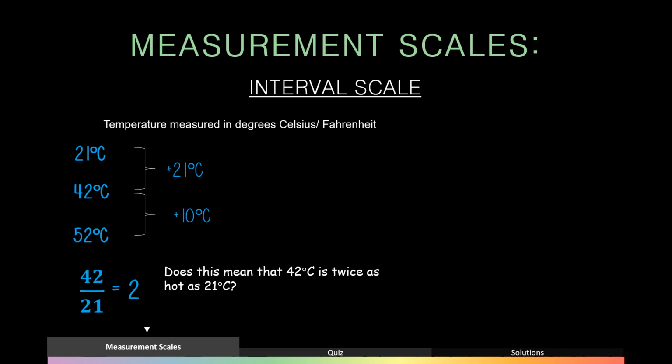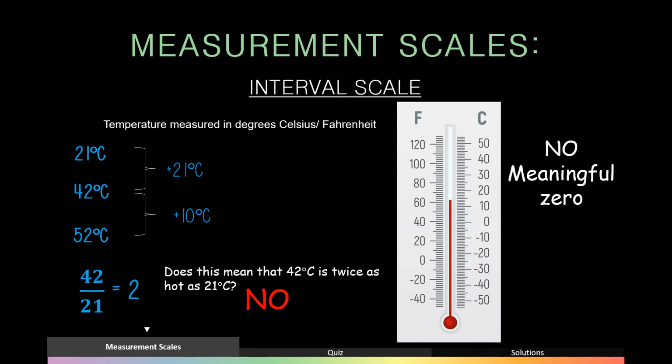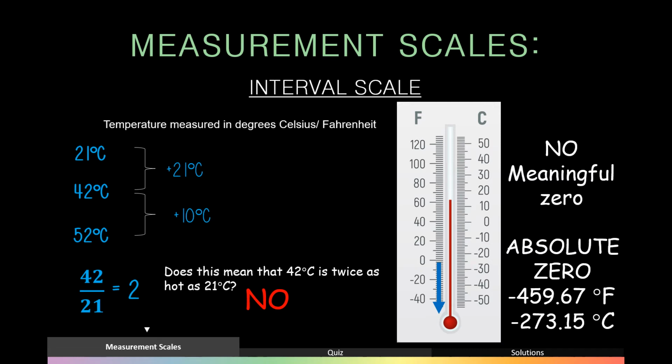Is this true? And the answer is no. The reason for this is because we do not have a meaningful zero. When we're measuring temperature in degrees Celsius or Fahrenheit, the lowest possible temperature is in fact not 0 degrees Celsius. And this tells us that 0 is not meaningful. Instead, what we have is something called absolute zero, where the lowest possible temperature, theoretically, is negative 459.67 degrees Fahrenheit and negative 273.15 degrees Celsius.